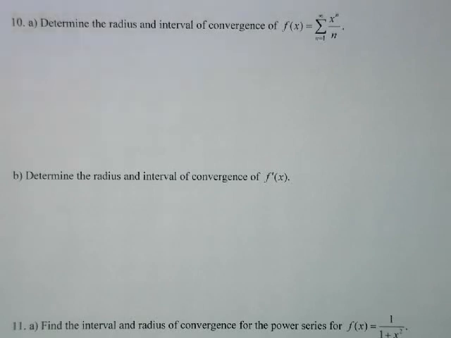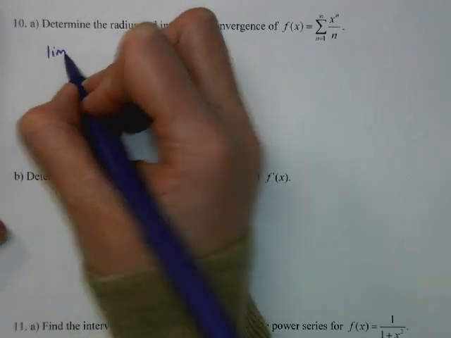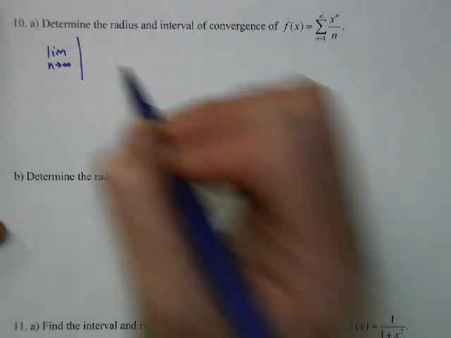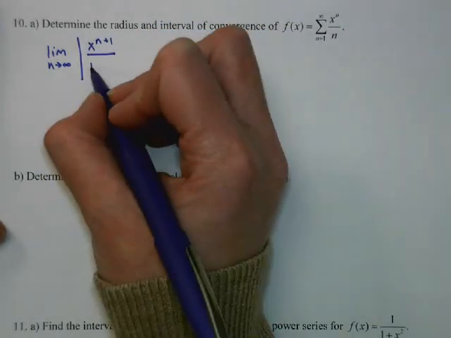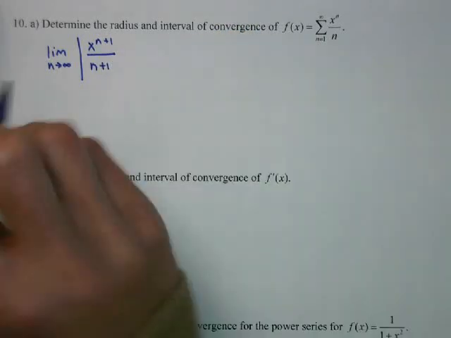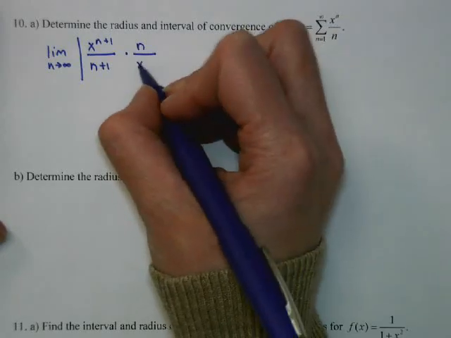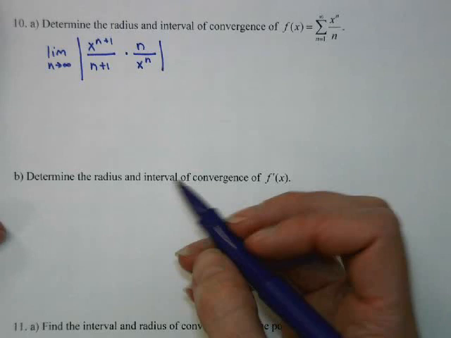Determine the interval and radius of convergence of x^n over n factorial. The limit as n goes to infinity of x^(n+1) over (n+1)!. And I'm just going to go ahead and jump to the multiply by the reciprocal.